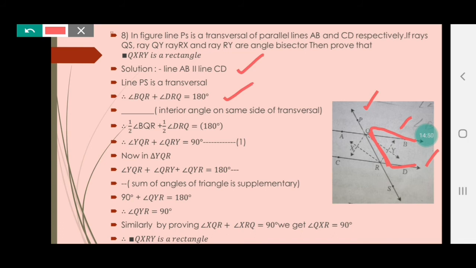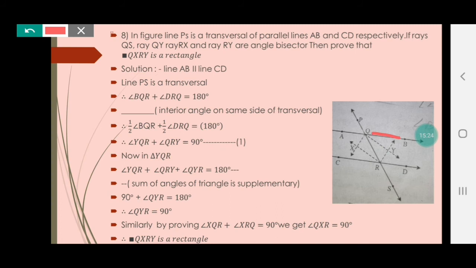Now what am I doing? I am dividing this equation by 2, or multiplying by half. Okay. So it will be half into angle BQR plus half into angle DRQ is equal to half into 180 degrees. Half is not written, I'll write it over here. Okay. Then what is half of angle BQR?